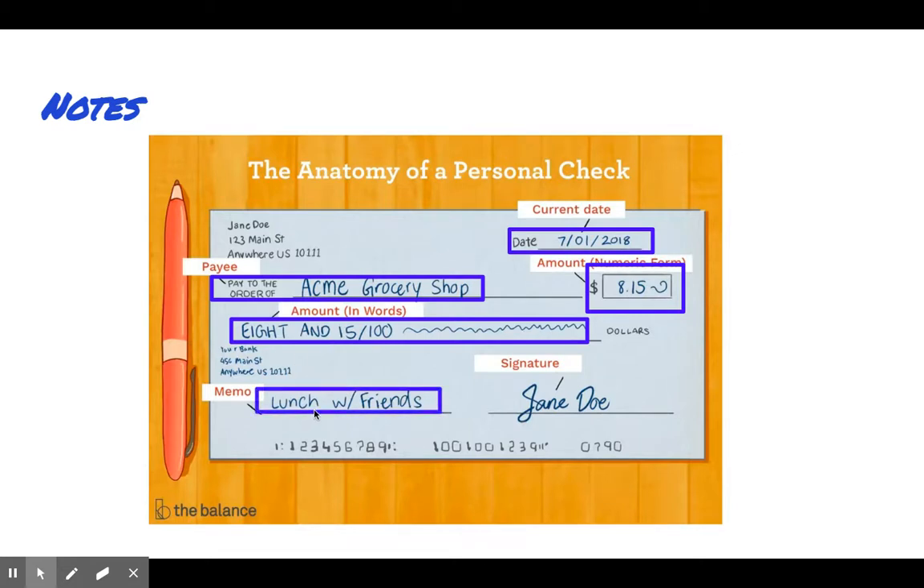Then in your memo, why were you paying for it? Well, I bought it because I was going to have lunch with my friends. And then you want to put your signature. You want to sign it. That's your signature right there.